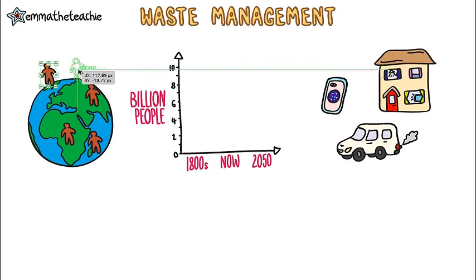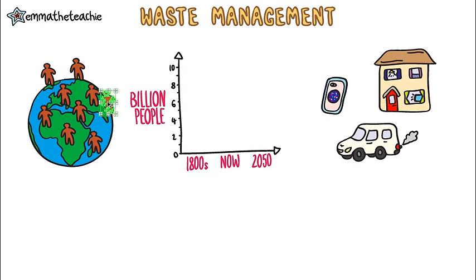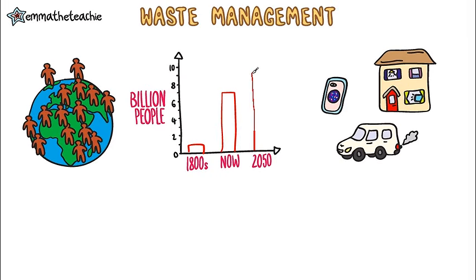Humans have lived on this planet for thousands of years, but in relatively small numbers. In the early 1800s, our population passed the 1 billion mark for the first time. In the last 200 years, it has skyrocketed to over 7 billion people, and the United Nations predicts there will be nearly 10 billion people by 2050.